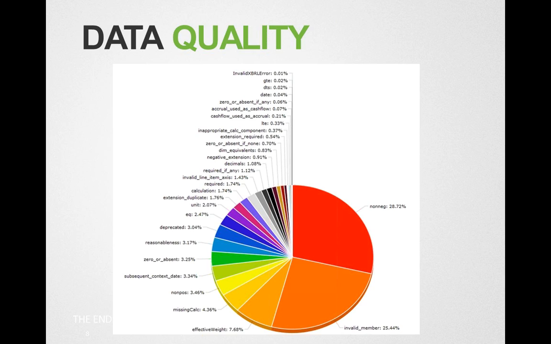So this is a summary of the issues that we've identified to date in filings with the SEC. Going clockwise around the pie, the biggest issue is non-negative items. These are when companies are reporting information in their XBRL filing and the value has been put in with a negative, or if the value is expected to be negative, it's been put in as a positive. So the non-negs represent nearly 29% of all the issues in filings to date.